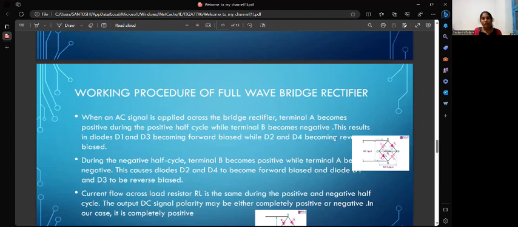The current flow across the load RL is the same during the positive and negative half cycles. The output DC signal polarity may be either completely positive or negative. In this case, it's completely positive.